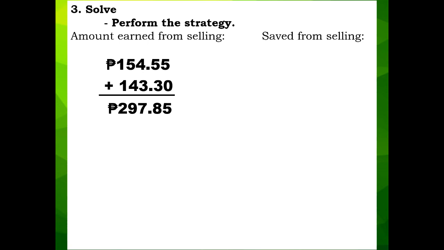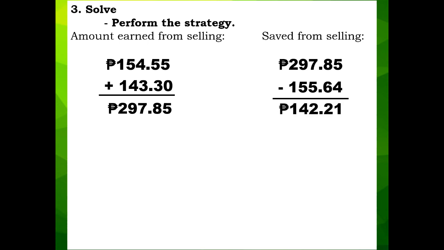And for the amount saved from selling, subtract the amount spent for school needs, which is 155 pesos and 64 centavos, from the total amount earned from selling, which is 297 pesos and 85 centavos. What is now the difference? 142 pesos and 21 centavos. Did you get the correct answer? Great!